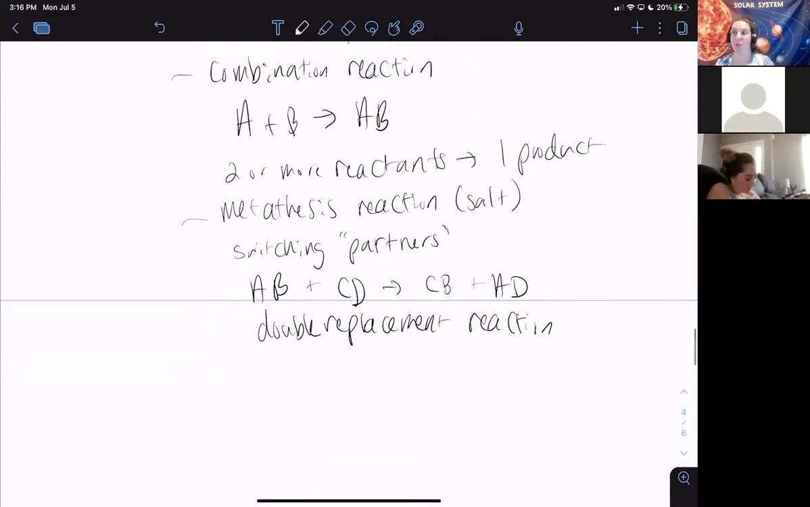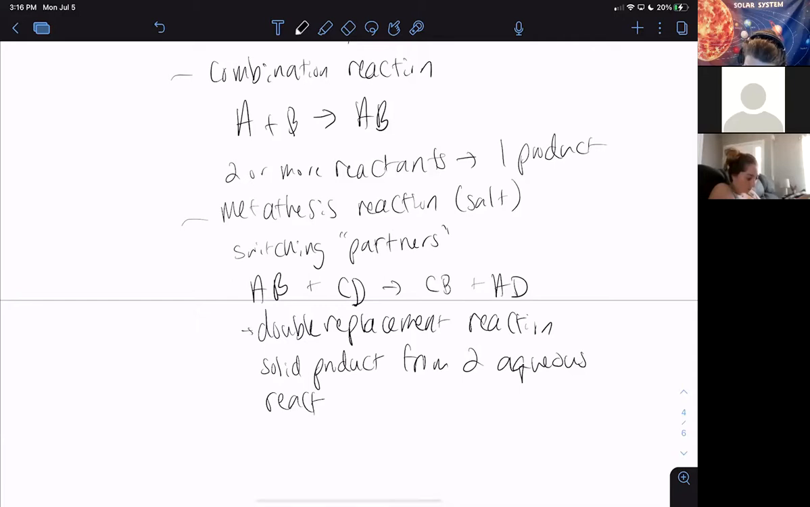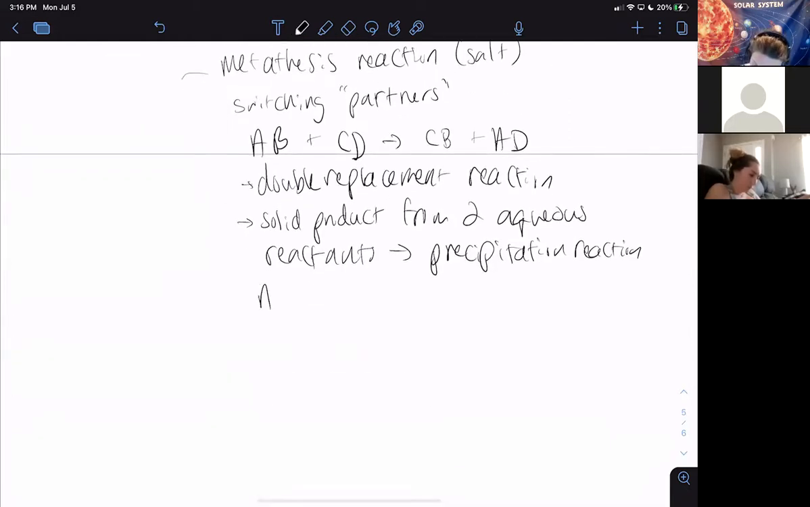And if our product is a solid, if we have a solid product from two aqueous reactants, this is a precipitation reaction. So this will be AB (aq) plus CD (aq) goes to CB (s) plus AD (aq).